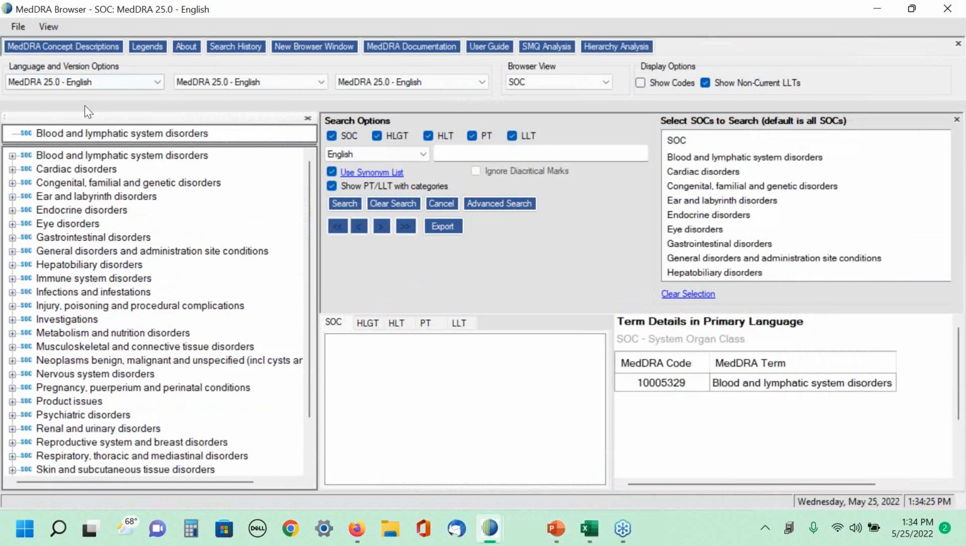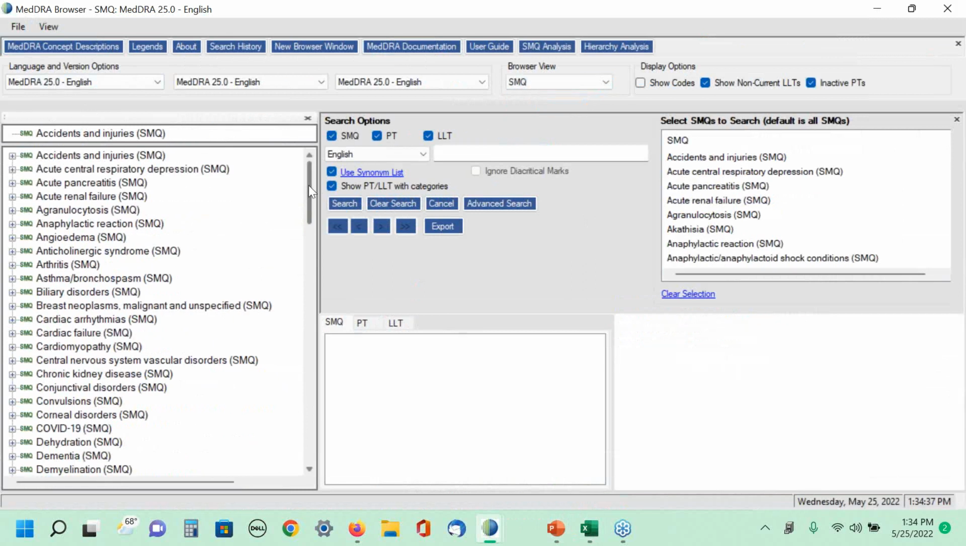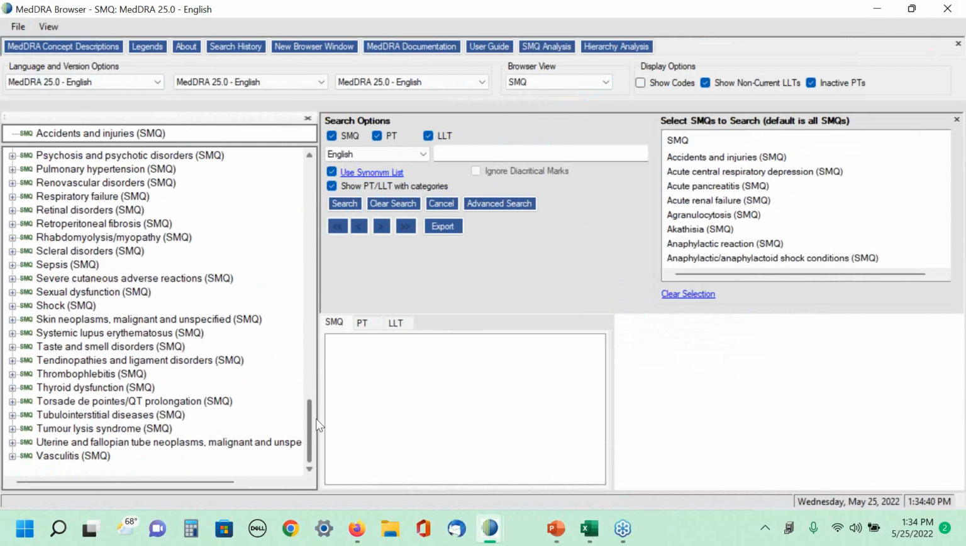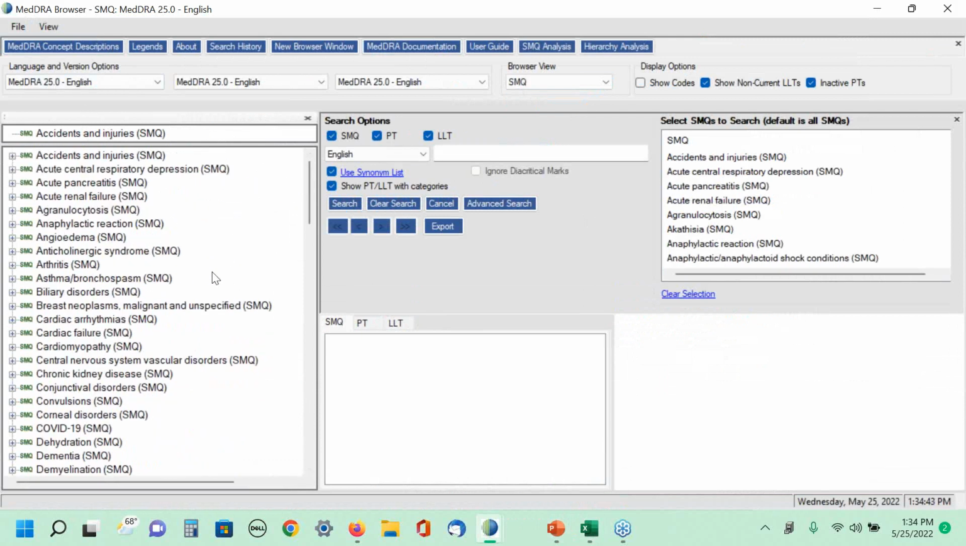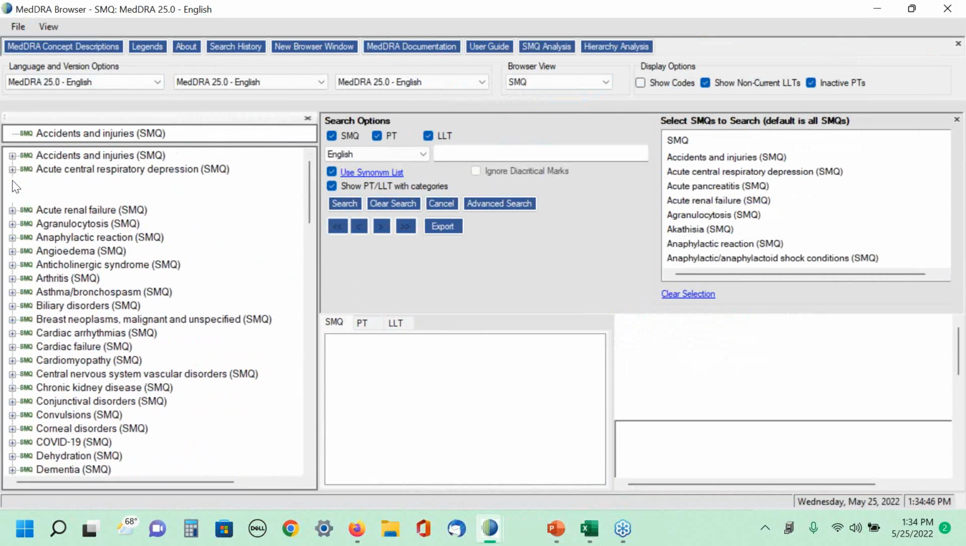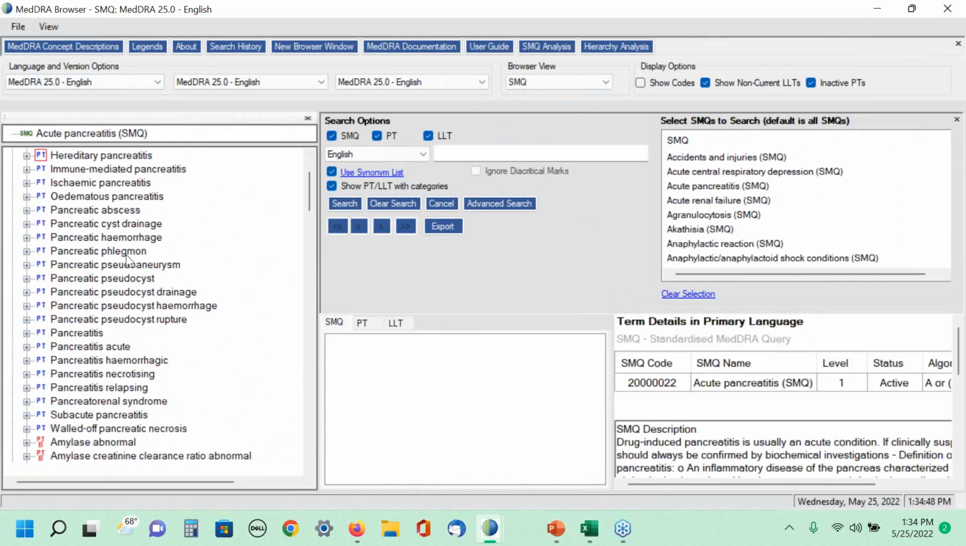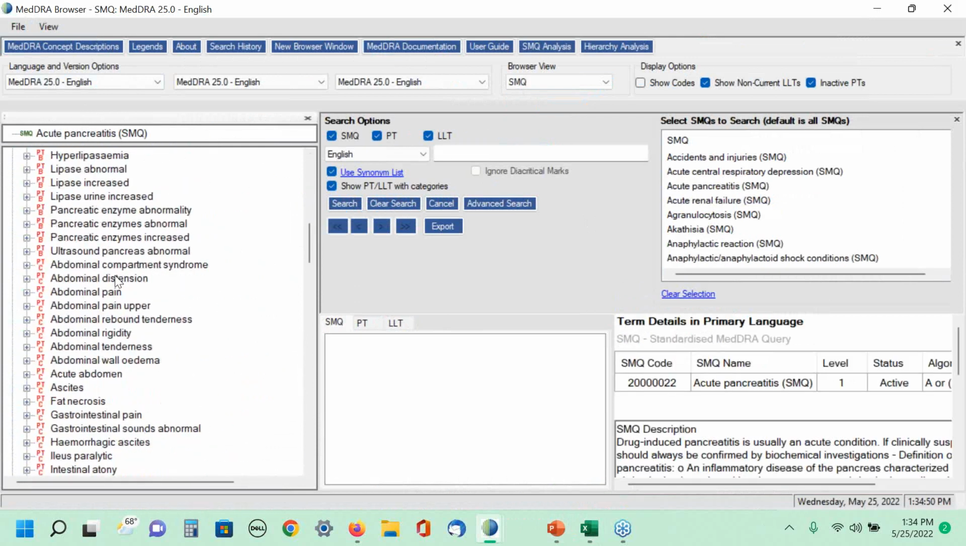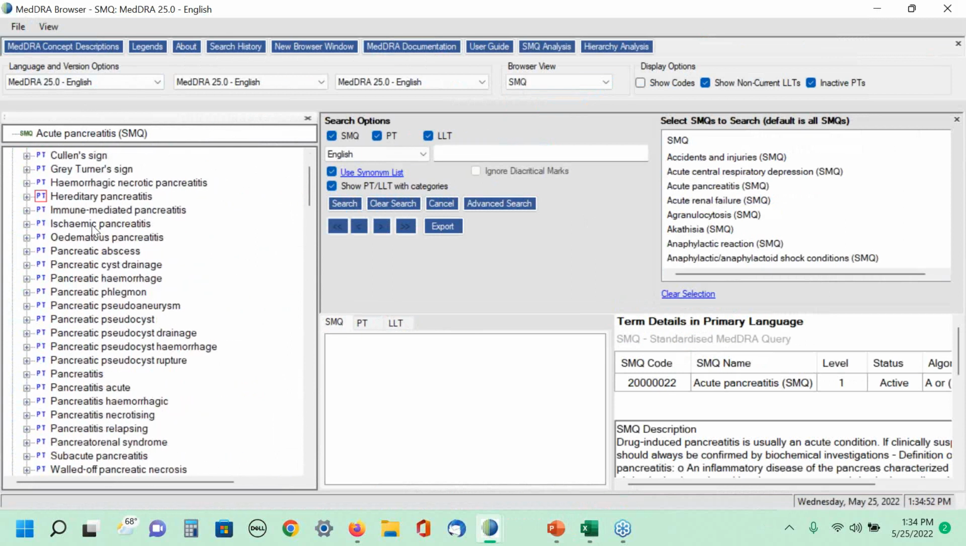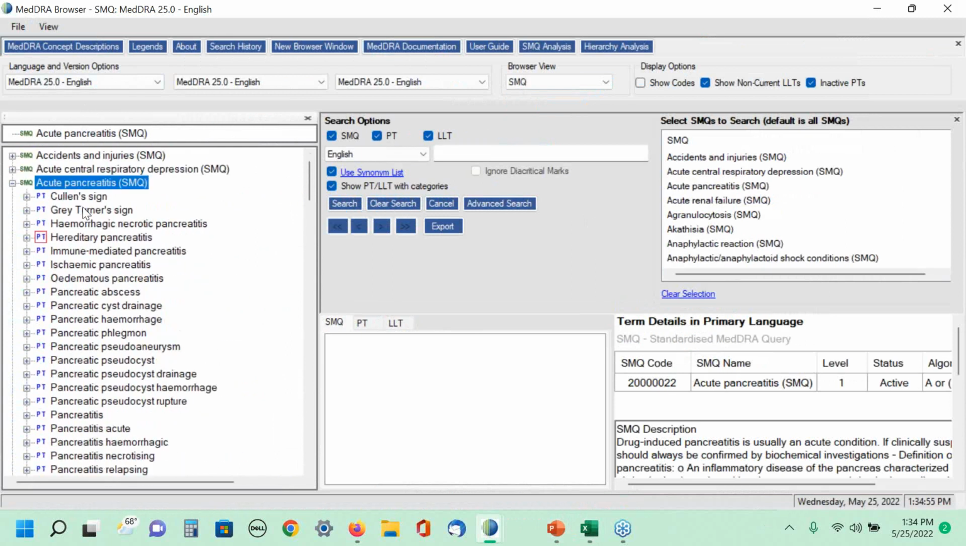So now I've opened this up in the SOC view, but you also know that I have the luxury of being able to switch to the SMQ view, which instead of showing me the 27 SOCs, is showing me the 110 level 1 SMQs. And also understand that if I were to open up any one of these SMQs, it's going to show me the PTs that are part of that SMQ. In this case, we looked at acute pancreatitis.